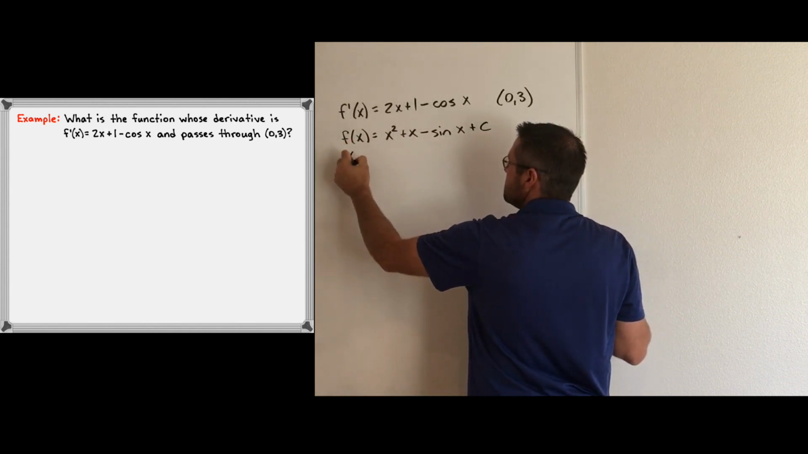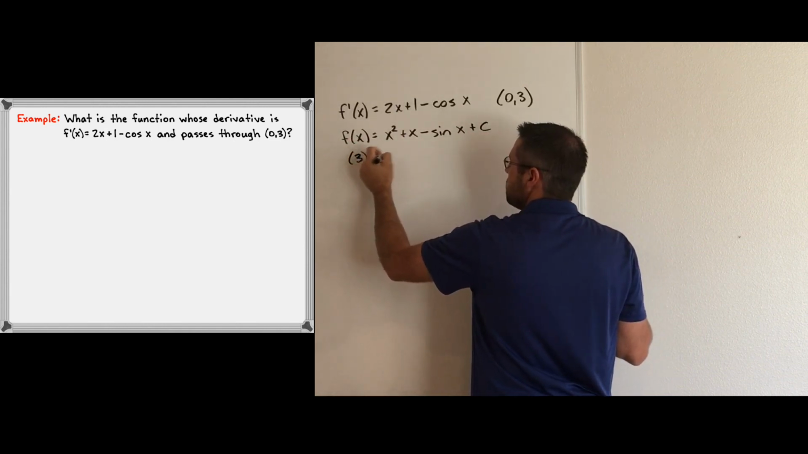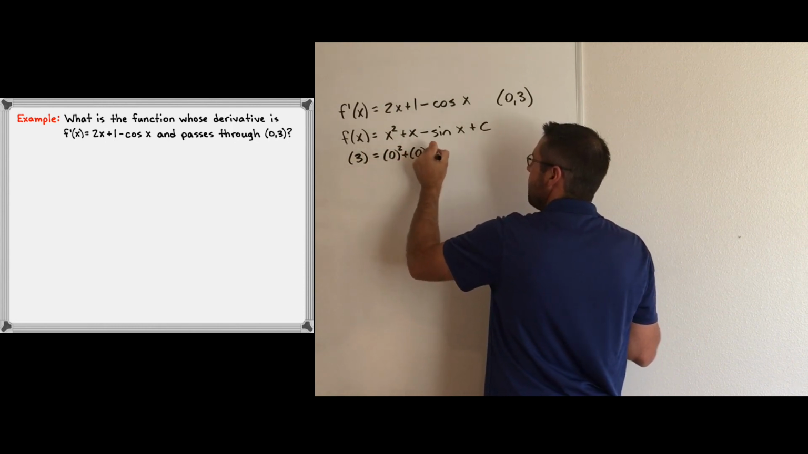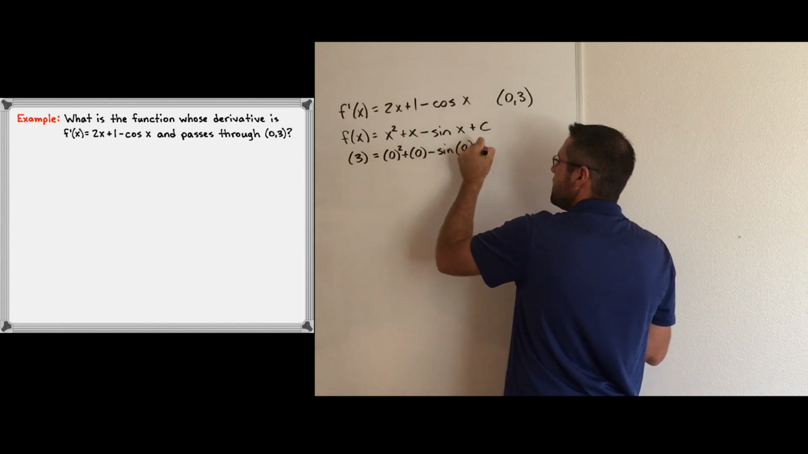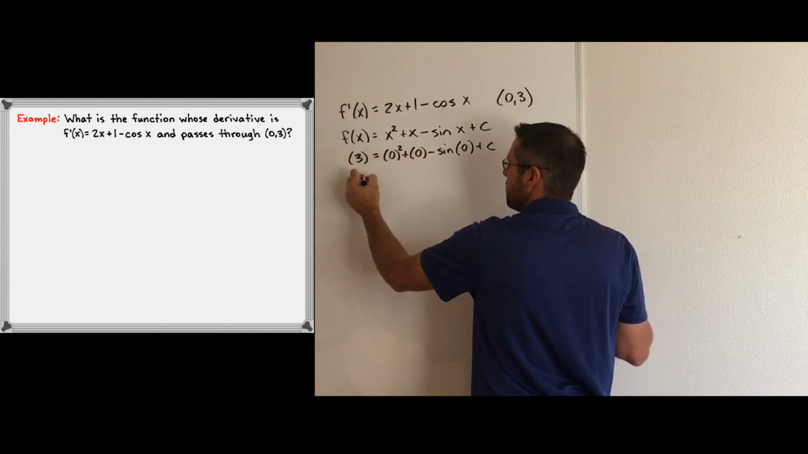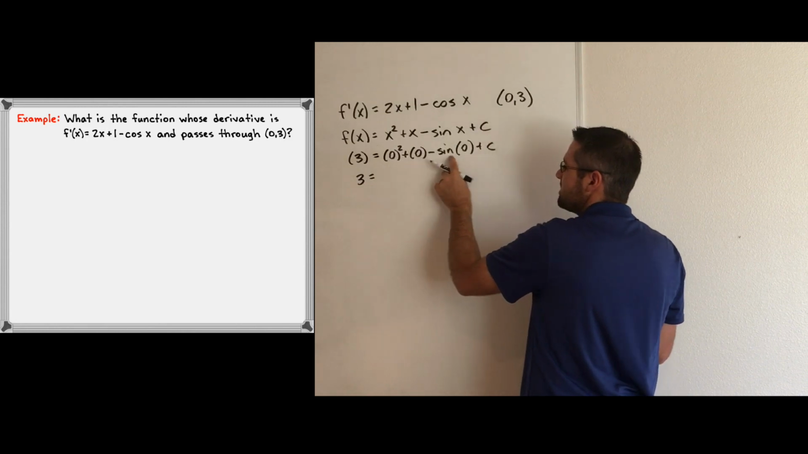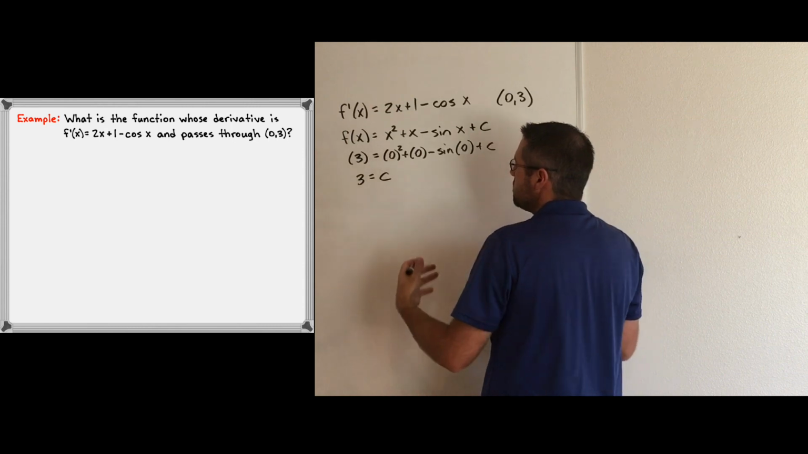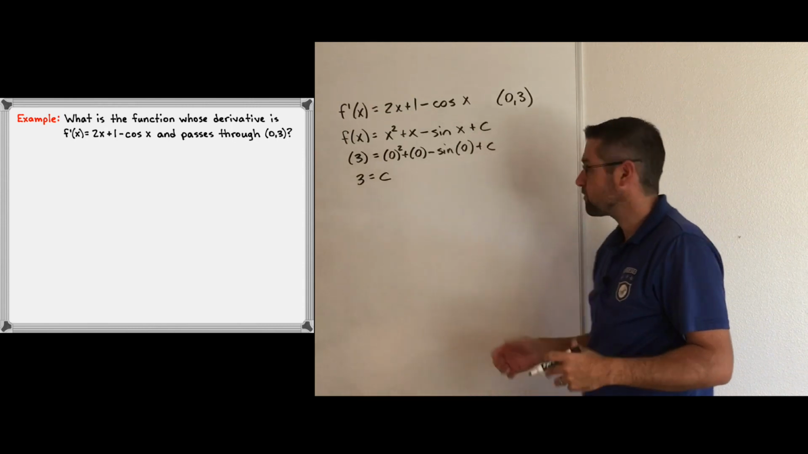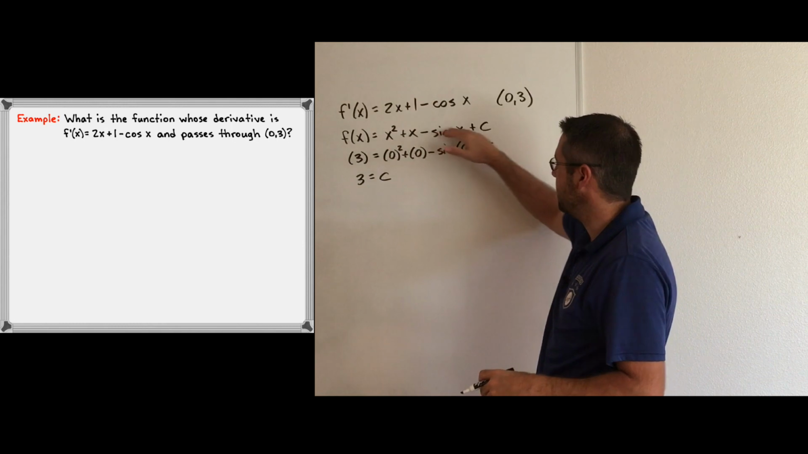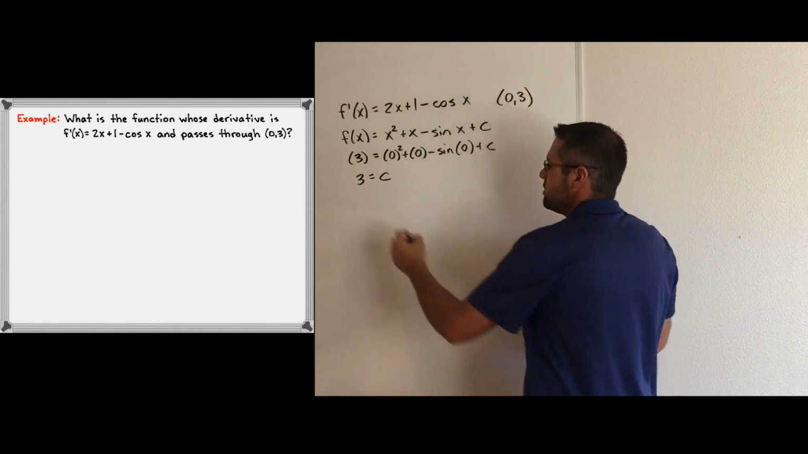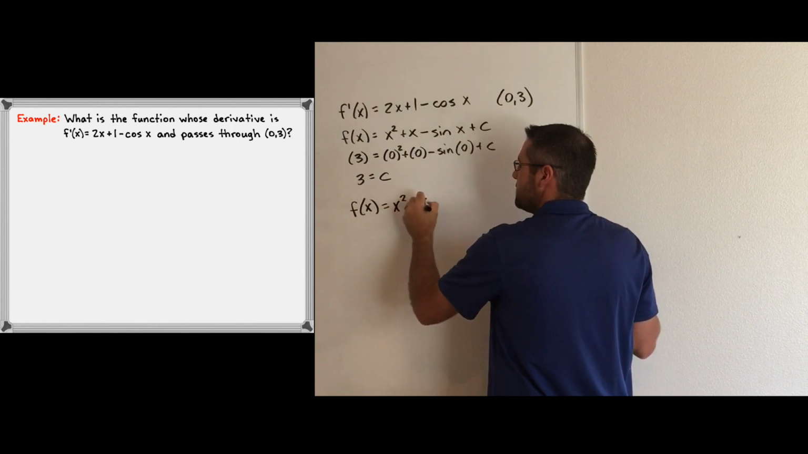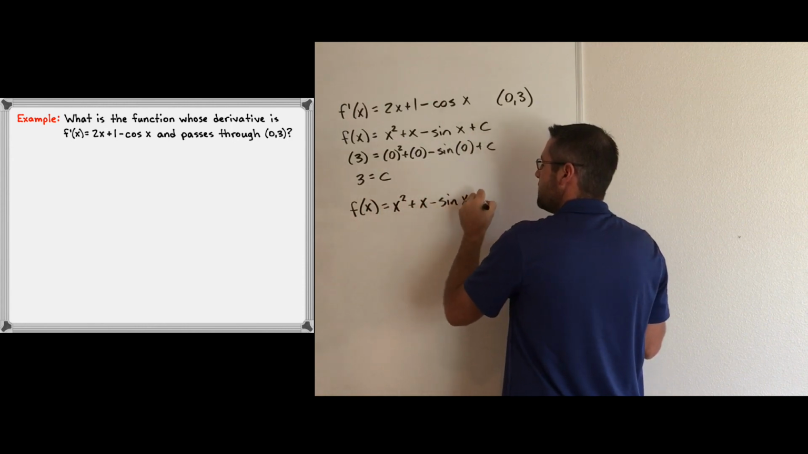So f of x is 3, plugging that in, equals, x is 0, so it's going to be 0 squared, plus 0, minus sine of 0, and then plus c. And then we'll simplify this so we end up with 3 equals, that all cancels out. The sine of 0 is just 0, so c equals 3 here. So as a result, we know our vertical shift. We know our graph, whatever this looks like, is going to have a vertical shift up 3. So our final answer is f of x equals x squared plus x minus sine of x and then plus 3.